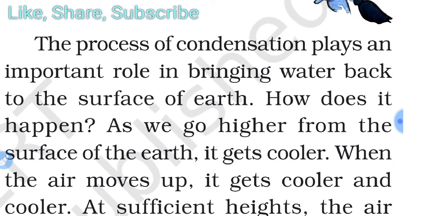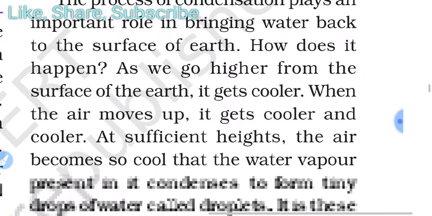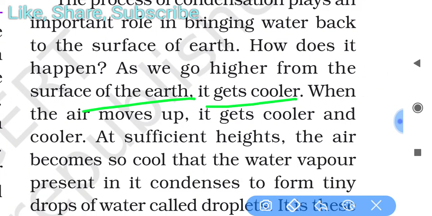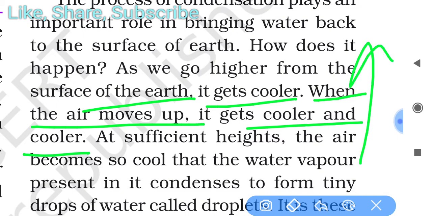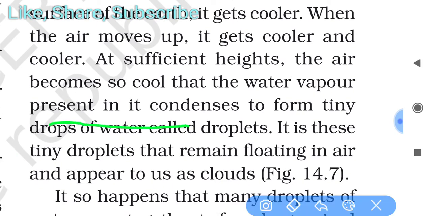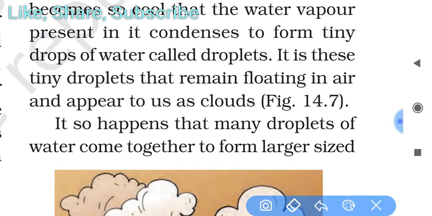The process of condensation plays an important role in bringing water back to the surface of the earth. How does it happen? As we go higher from the surface of the earth, it gets cooler. When the air moves up, it gets cooler and cooler. At sufficient height, the air becomes so cool that the water vapor present in it condenses to form tiny drops of water called droplets. These tiny droplets remain floating in air and appear to us as clouds.